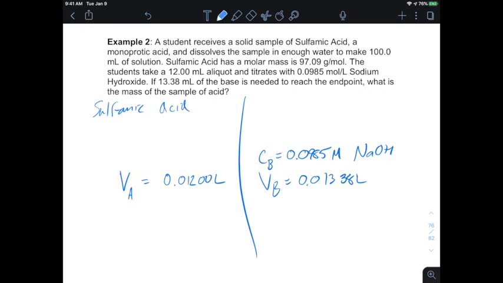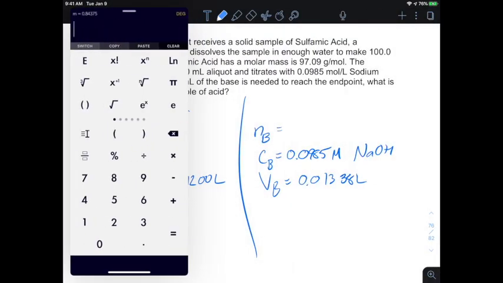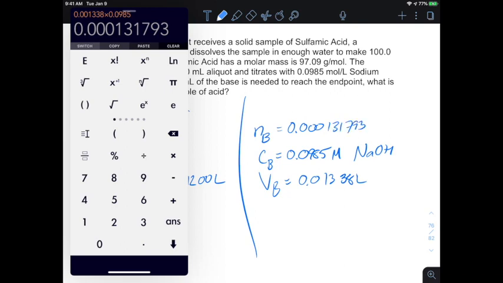So first things first, how many moles of base did you use? So we're going to do some multiplication there. So 0.001338 times 0.0985. So we used up 0.000131793 moles. In this case, we have quite a bit of significant figures, so we should keep as much as we can for now until we don't need it.